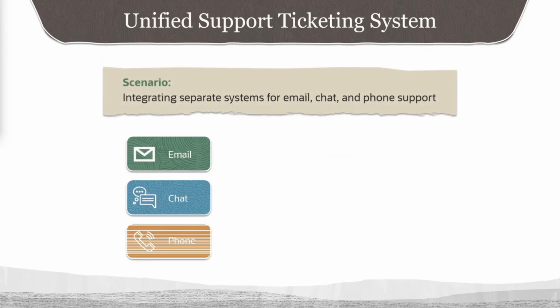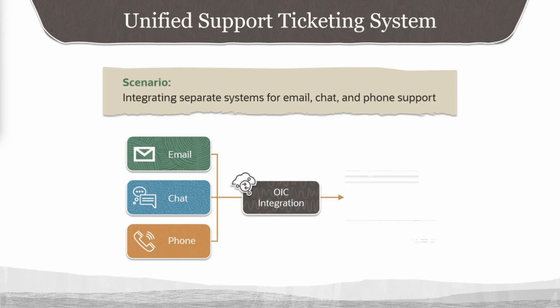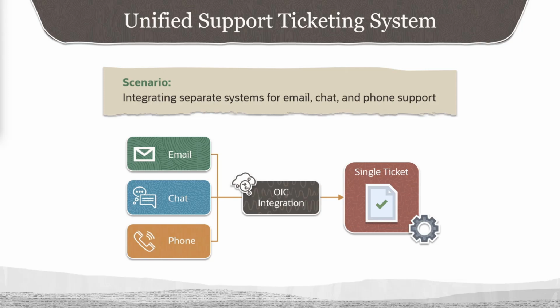Customer support is more than just answering queries. It's about trying to provide a unified experience. OIC enables you to integrate separate systems for email, chat, and phone support, resulting ultimately in a single ticket system that aggregates communication history, ensuring that no customer query goes unnoticed or unresolved.